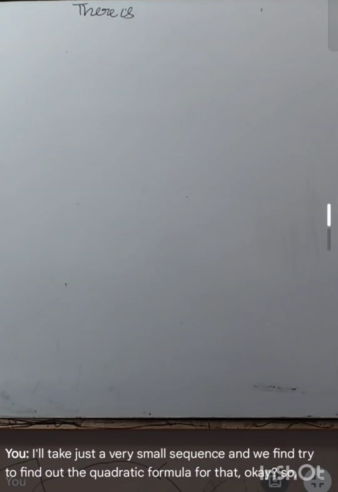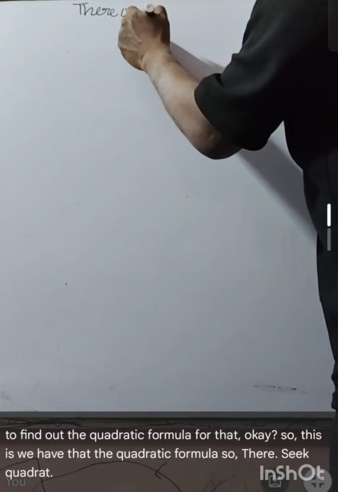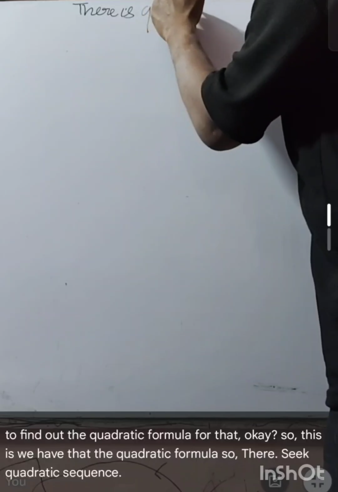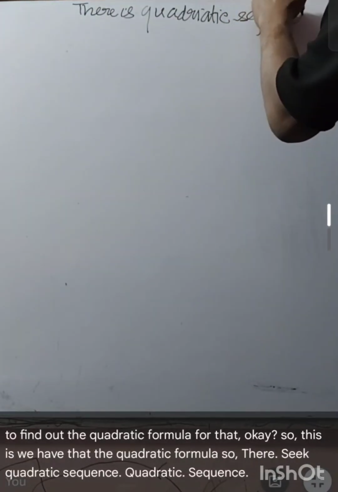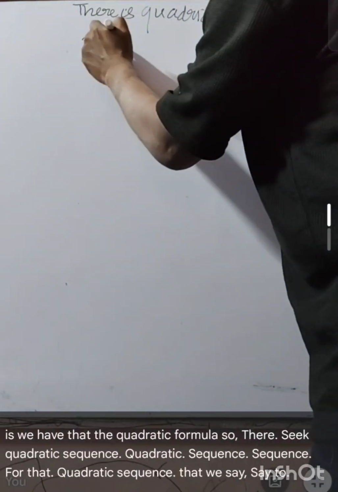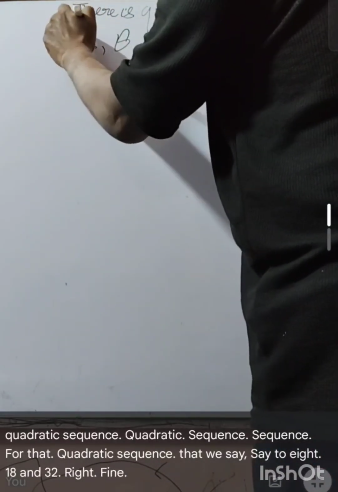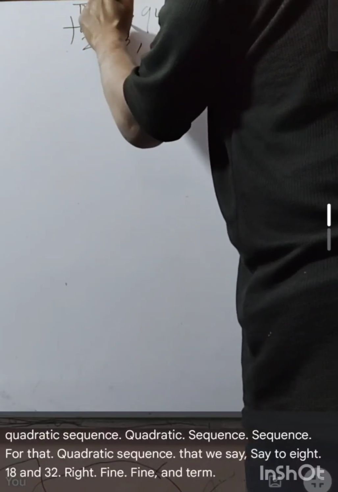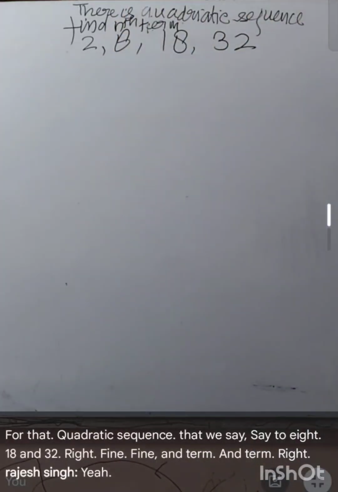So we have the quadratic sequence 2, 8, 18 and 32. Find the nth term.